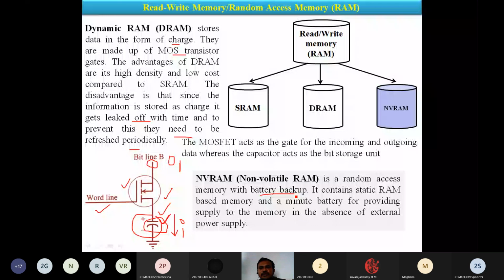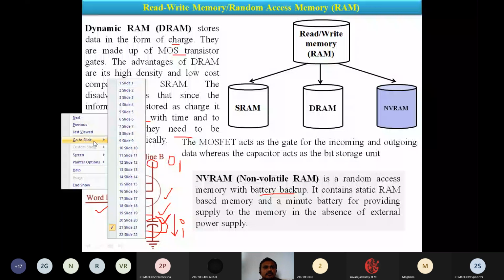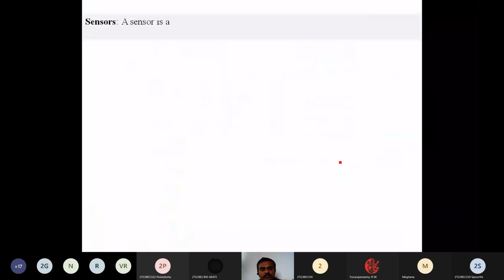So this is the memory we have discussed in today's class. In the next class, we will deal with what are inputs and what are outputs. Okay, so that is the concept for the next class.